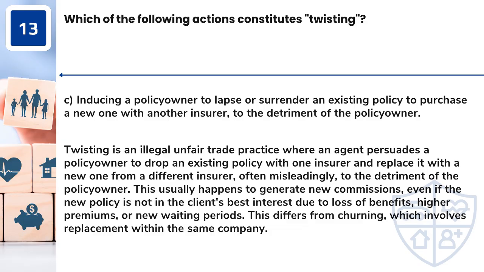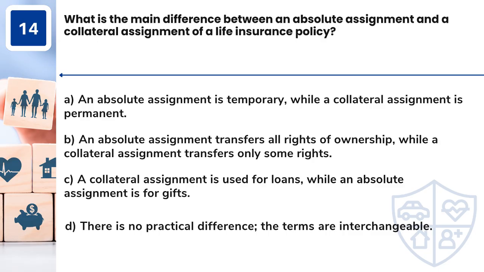policy owner. This usually happens to generate new commissions, even if the new policy is not in the client's best interest due to loss of benefits, higher premiums, or new waiting periods. This differs from churning, which involves replacement within the same company. Question 14. What is the main difference between an absolute assignment and a collateral assignment of a life insurance policy?